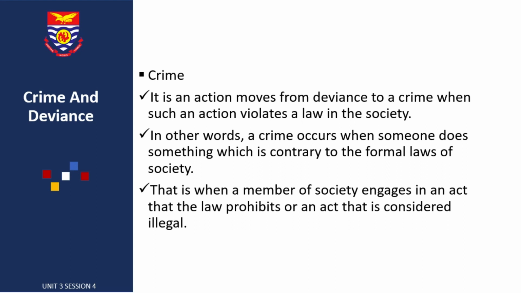This is when a member of the society engages in an act that is prohibited by the law and is considered illegal. From the explanation of the two concepts, we could say that an action constitutes a crime when there exists a law which makes such an action illegal. Specific crimes will be considered deviant acts, acts that deviate from the societal norms and values. And there is a popular saying that all crimes are deviant acts, but not all deviant acts are crimes.